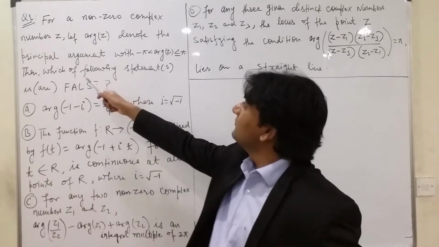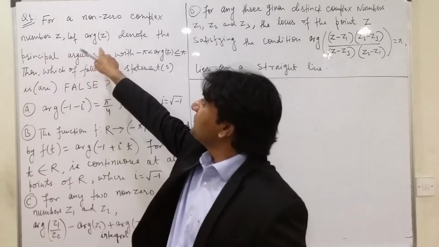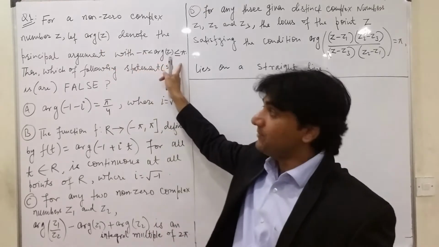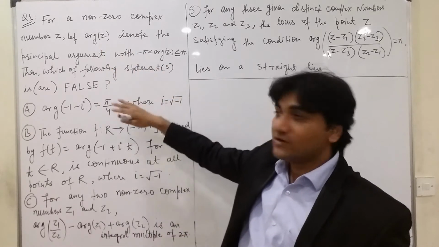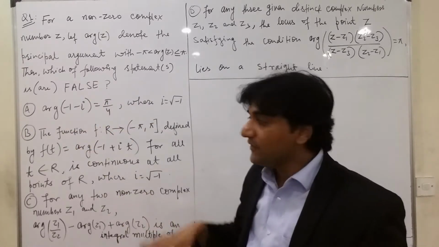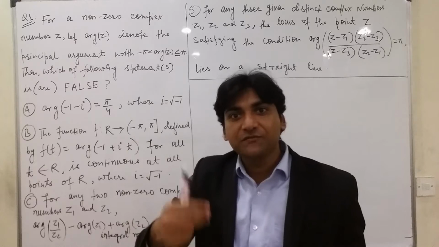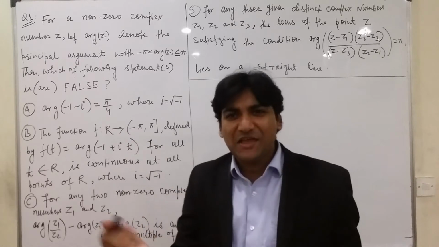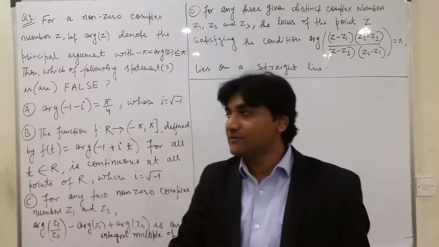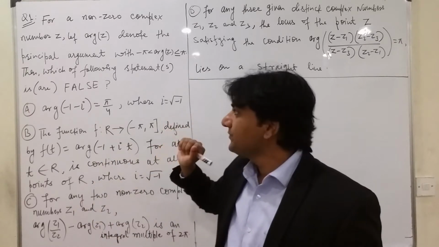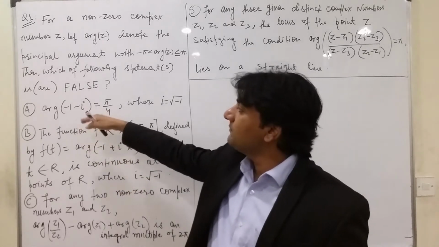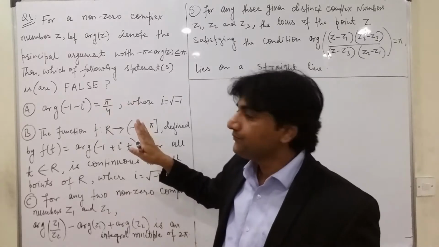For a non-zero complex number Z, arg Z, the argument of Z, lies between minus pi and pi. Which of the statements is or are false? So this time we have to choose the false one. Indirectly it's the same thing: you solve the question and match your answer with the options. Option A: argument of minus 1 minus i equals pi by 4.